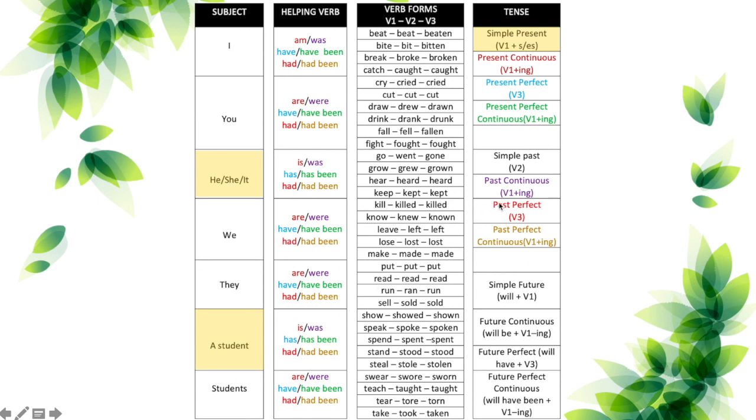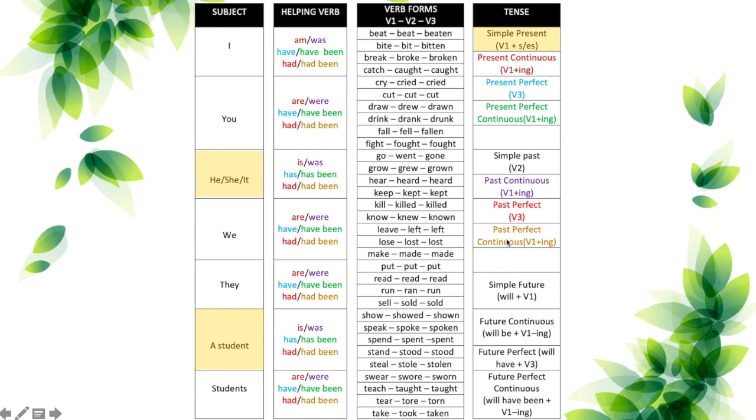Let's go to the past perfect. You know the drill. You see the color, that means helping verb. You see the formula, it says V3. So I, red color, had, V3, break, broke, broken. So I had broken, you had broken, he had broken, she had broken, it had broken, we had broken, they had broken, a student had broken, students had broken.